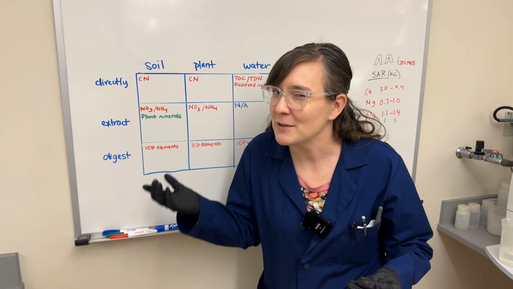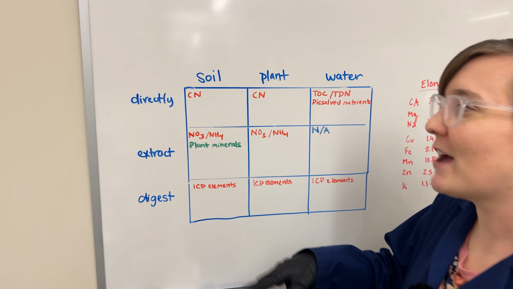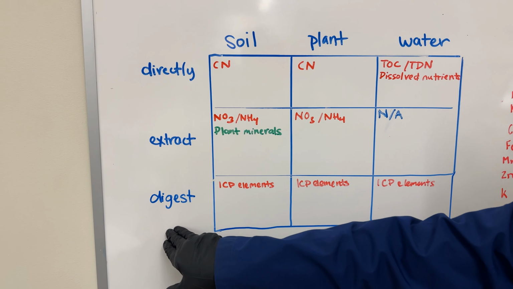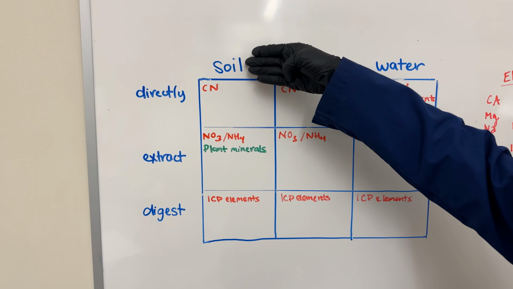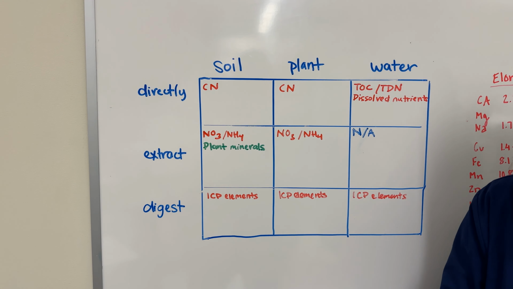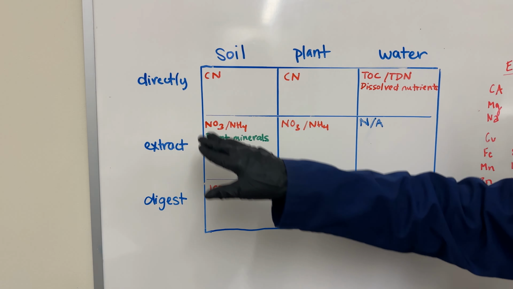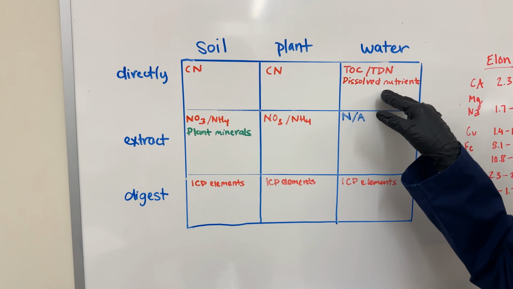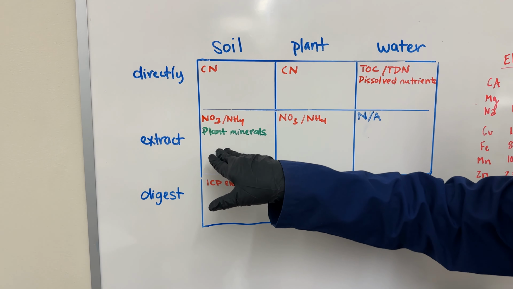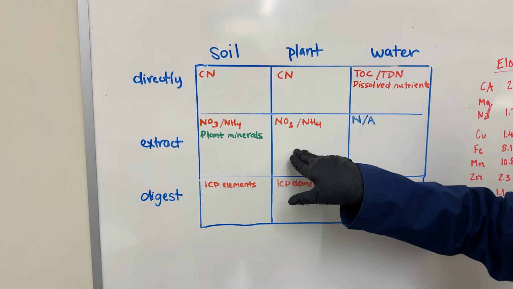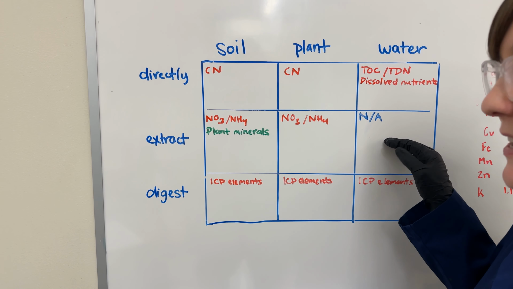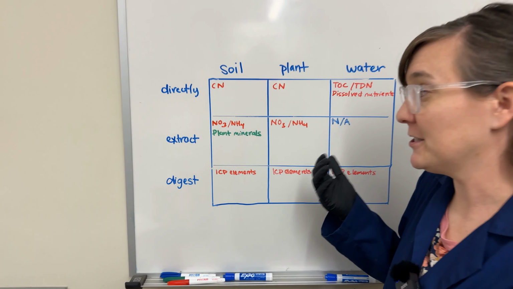So I've set up a table here to help you think through this. You can directly run, you can extract, or you can digest, and the different materials or matrix are the soil, plant, and water. If you're measuring the total nitrogen, you're going to run that directly on the sample. If you're going to run nitrate and ammonium, you're going to do an extraction for soil and plant. For water, you're going to filter it because you can't extract water, it's already a liquid.